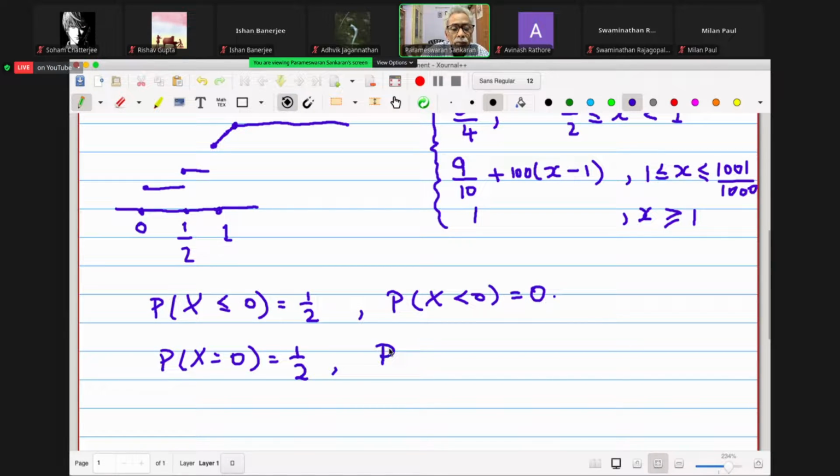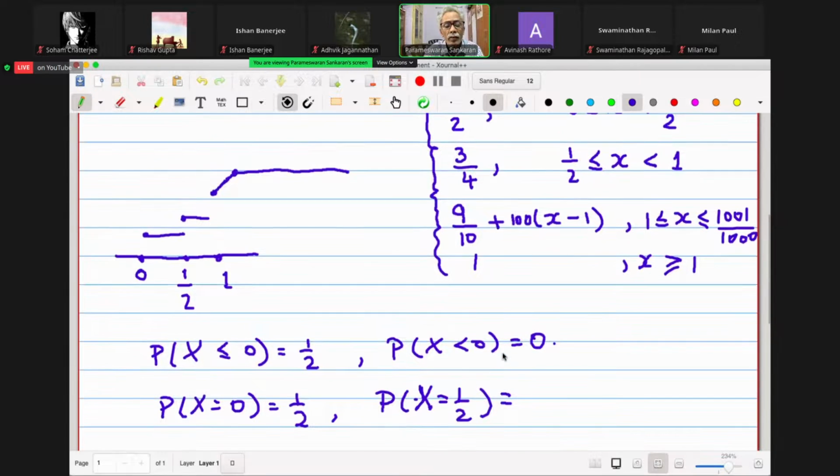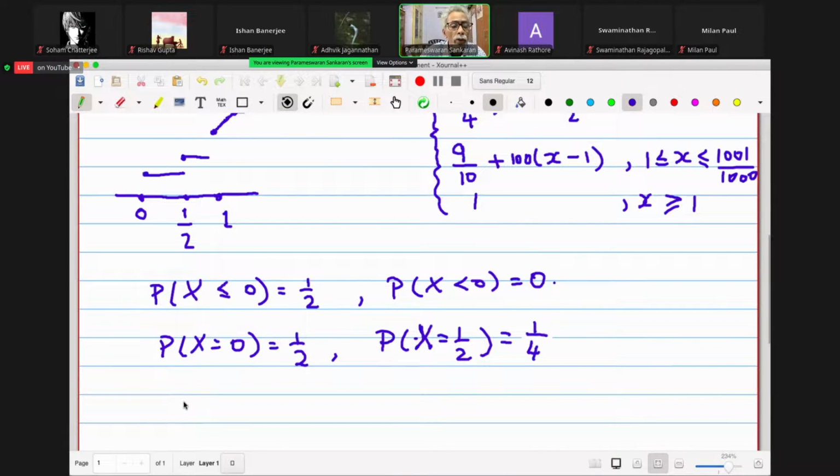And so it has some discrete behavior like this. The probability x less than or equal to half becomes 3/4, but this is already 1/2. So this has to be the difference, which is, sorry, 1/4. Okay, 3/4 minus 1/2, that's 1/4. So again, discrete behavior. And then the probability x equals 1, likewise you compute.